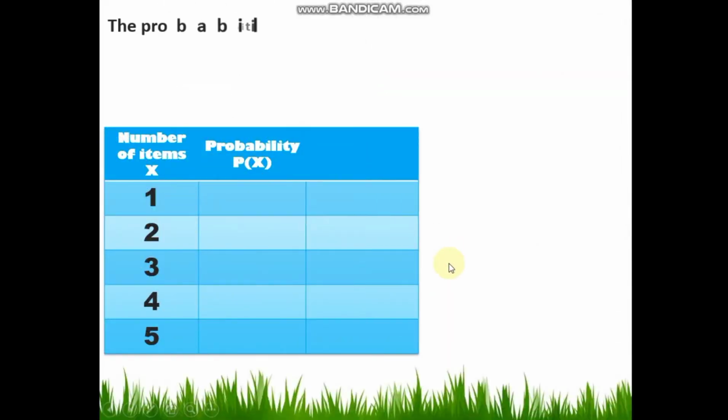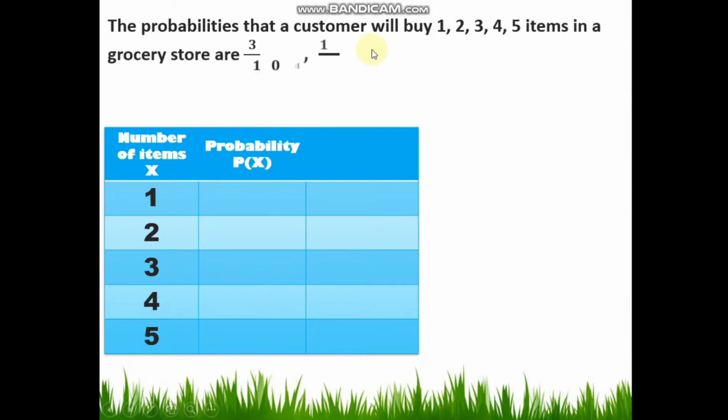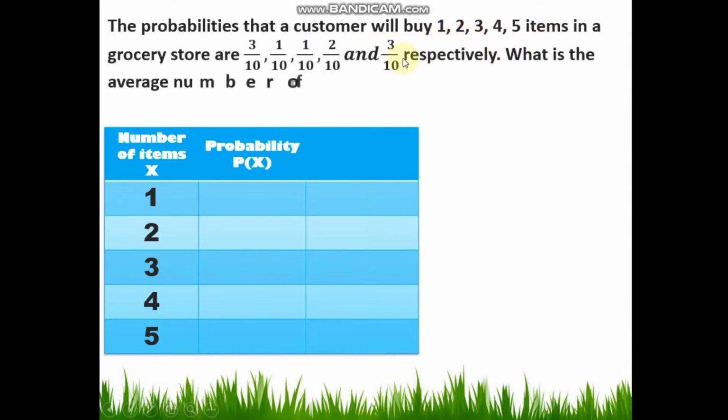Let's have our example number 2. The probabilities that a customer will buy 1, 2, 3, 4, 5 items in a grocery store are 3/10, 1/10, 1/10, 2/10, and 3/10 respectively. What is the average number of items that a customer will buy? In here, the problem already gave you the random variables and at the same time, the probabilities of those random variables. So, it says we have 1, 2, 3, 4, 5 items. So, that will be your random variables.